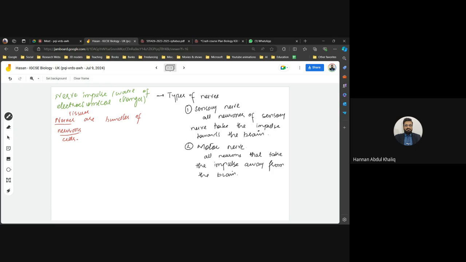A nerve is a thick wire consisting of many small wires, and those small wires are neurons. If all those neurons are taking the impulse towards the brain, that is a sensory nerve. If they are taking the impulse away from the brain, that is a motor nerve. So the simple thing is the direction of the impulse. Towards the brain, sensory. Away from the brain, motor. Is it clear? Yes, it's clear.